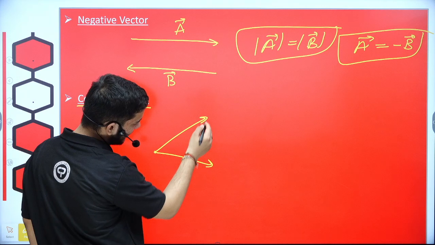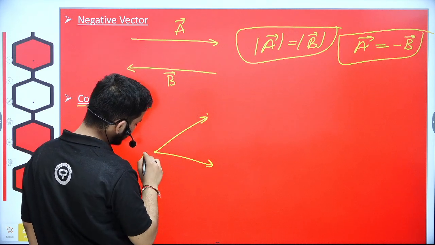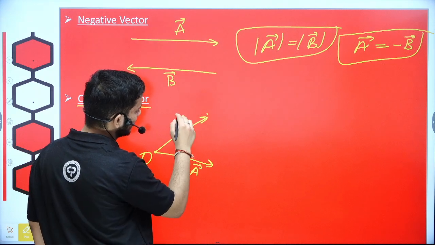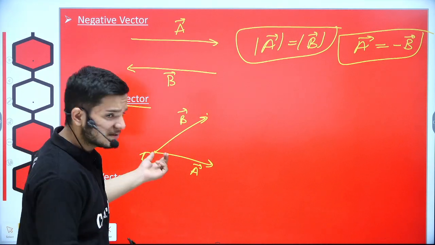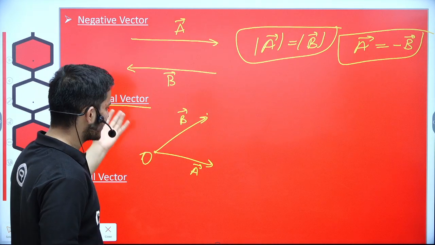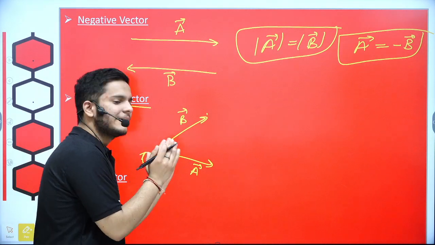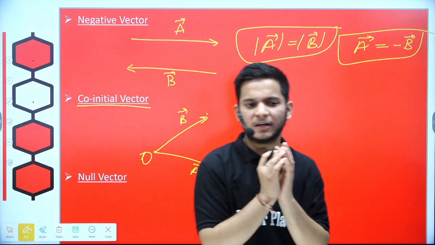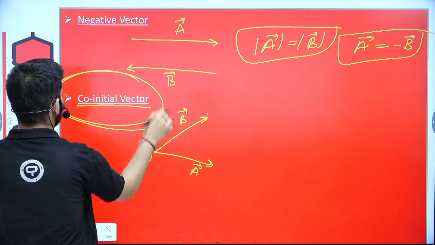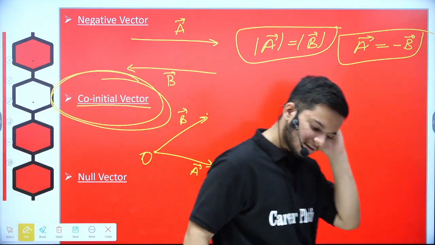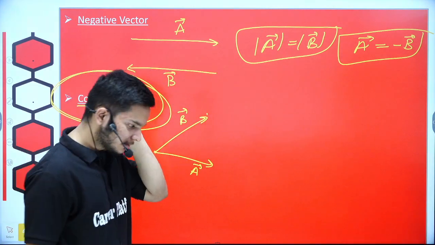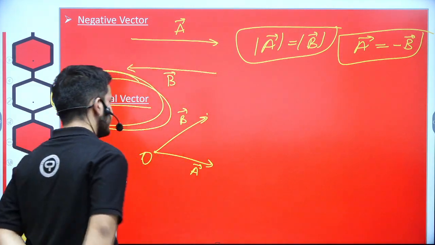These are two vectors and they both are starting from, let's take a point O. So this is A vector and this is B vector. Suppose they both are starting from the same point O. So a co-initial vector is something that has the same initial point, the same starting point. Those kinds of vectors we call co-initial vectors. Is this clear? Do we have any problem? Can we go ahead?